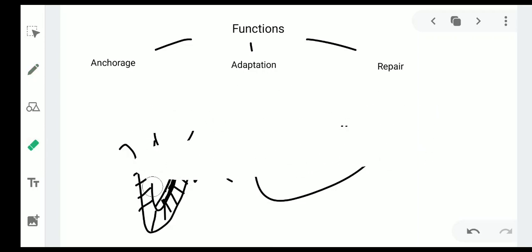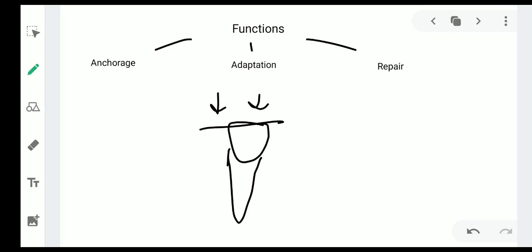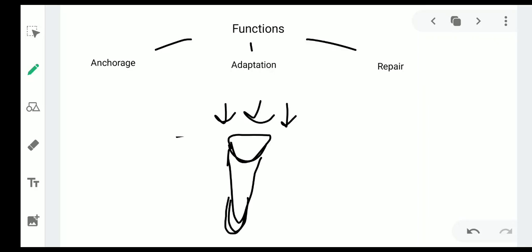Now second is adaptation. Now what is the adaptation? So if you have a tooth here and due to excessive masticatory forces the upper part of the enamel or the tooth gets decreased, then what happens is there is an additional formation of the cementum here which will maintain it in its socket.